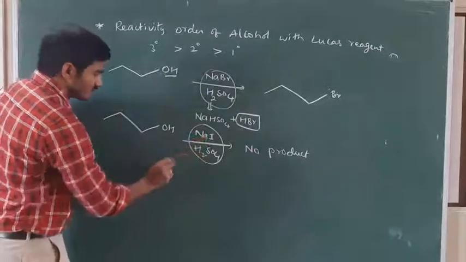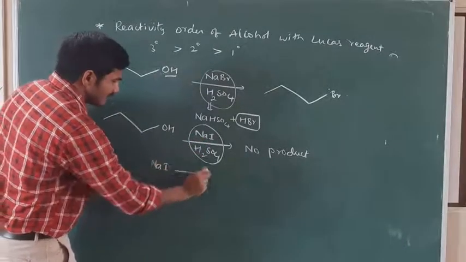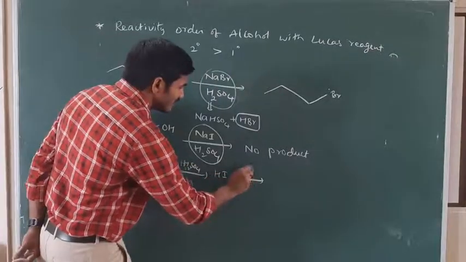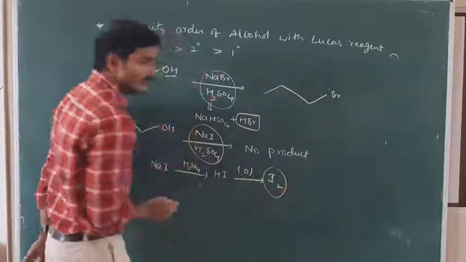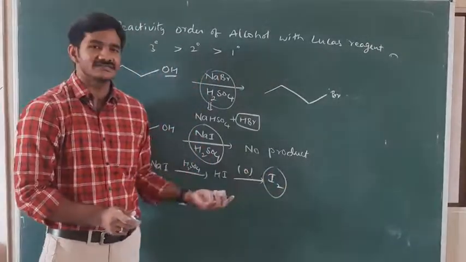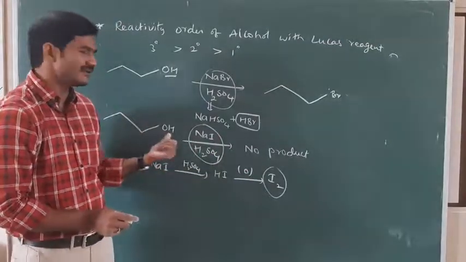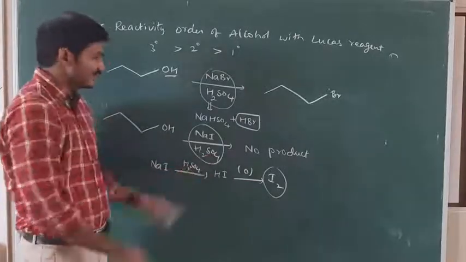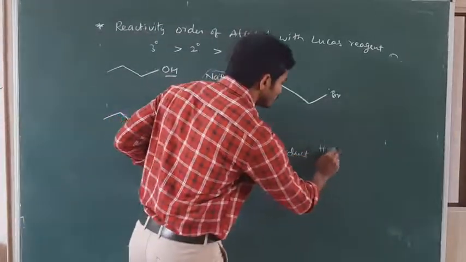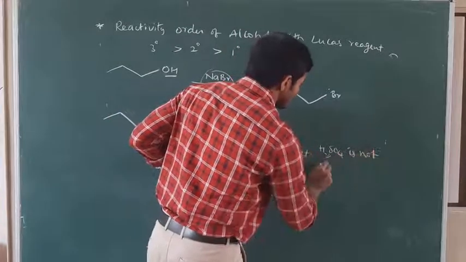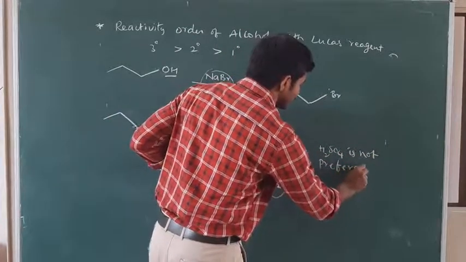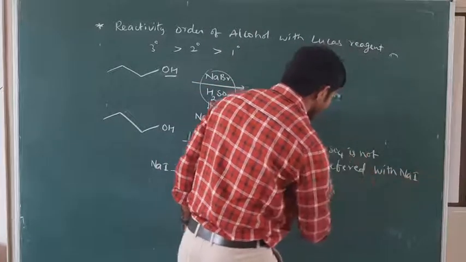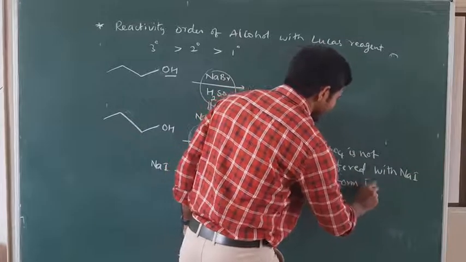Because if I take H2SO4 with NaI, it converts NaI into HI, which is further oxidized, and it forms I2. But what do we need? I minus is required so that we can get iodoalkanes. Here we are getting I2. So H2SO4 is not preferred along with NaI to form iodoalkanes.